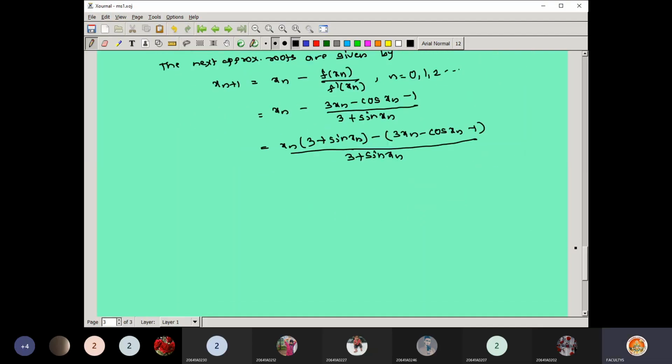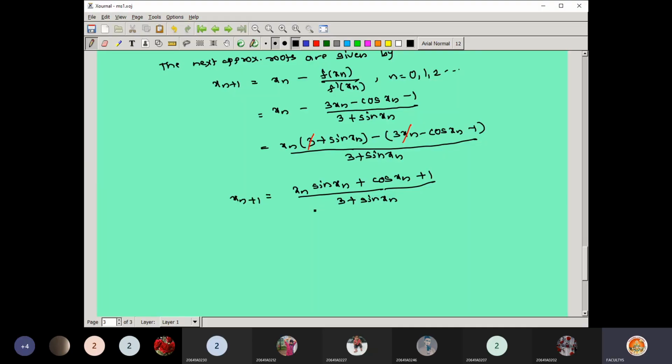You try to give me the answer here. So shall I write directly? 3xn is cancelled here. So plus 3xn minus 3xn is over and there is no other cancellations. So it is xn sin xn, first one, minus into minus plus cos xn and here it is plus 1. Total it is divided by 3 plus sin xn. This is the simplification of your x(n+1).